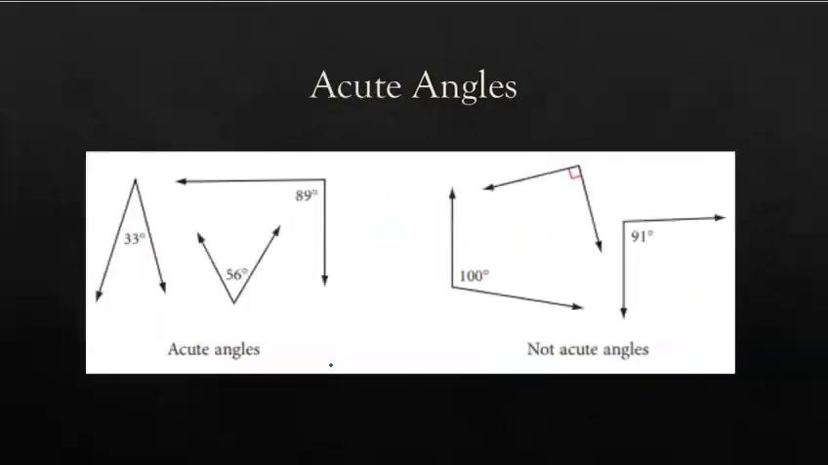What about acute angles? Here we have some acute angles. Well, this one looks really close to a right angle, but it's labeled for us. And here we have angles that are not acute. We even have a 90-degree right angle right here. So what's our definition for acute angles? Hopefully you're saying an angle that measures less than 90 degrees. This one might even be 89.99 degrees, but that's still less than 90 degrees.